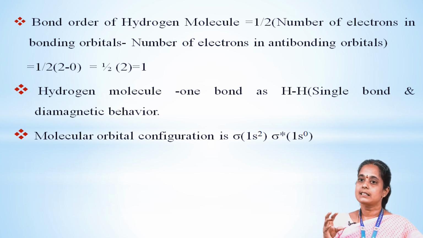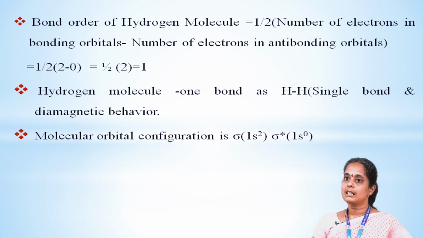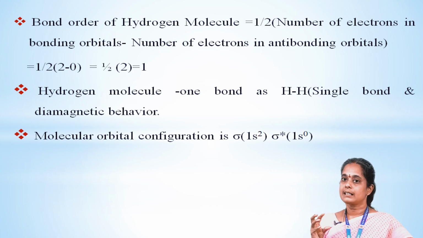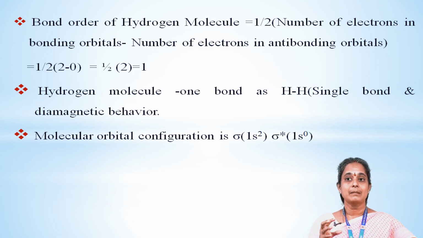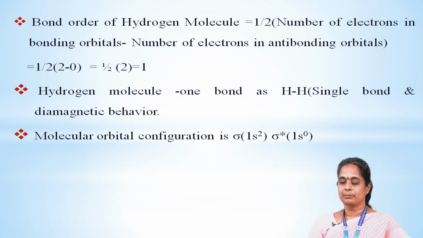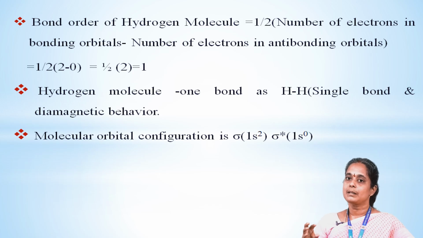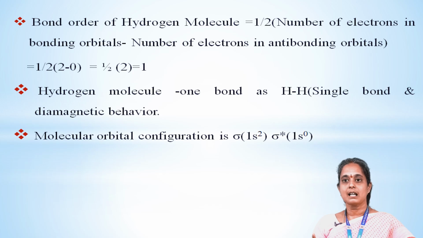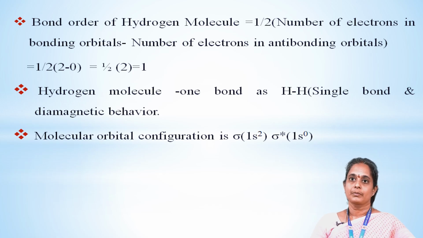That is, the hydrogen molecule is bonded by one bond, as hydrogen single bond hydrogen, and the hydrogen molecule is diamagnetic in nature because it does not have an unpaired electron. Its molecular orbital configuration is sigma 1s2 sigma star 1s0.